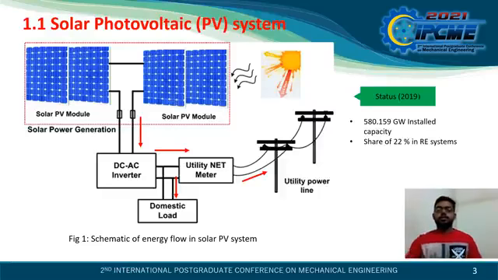Coming to the introduction, I would like to start with the power flow diagram of solar PV system. As you know, solar PV system consists of PV modules, and the energy produced from PV modules will be converted to AC using an inverter, and then it will be used for the domestic load, and the remaining part will be fed to the grid, to the utility power line.